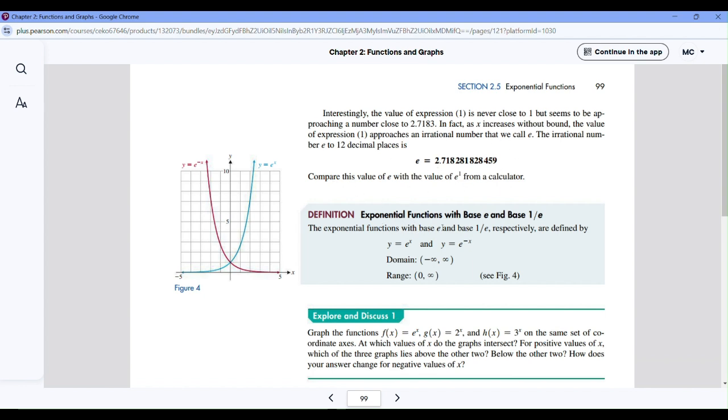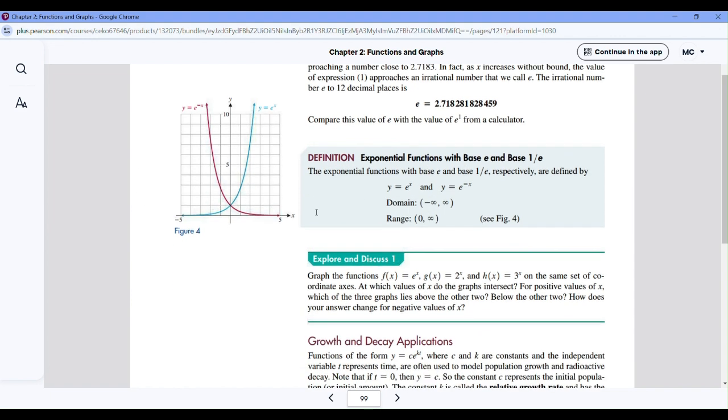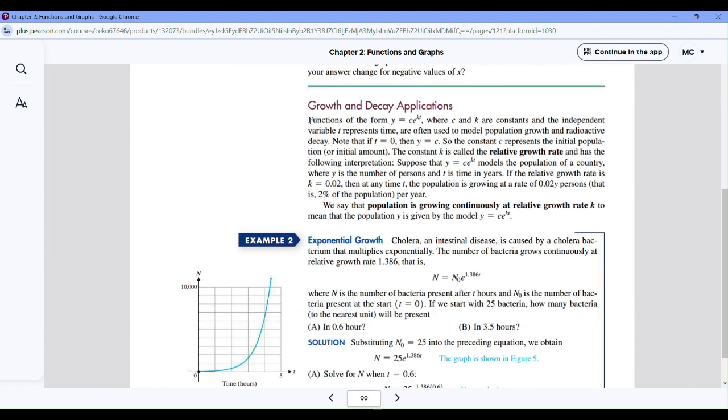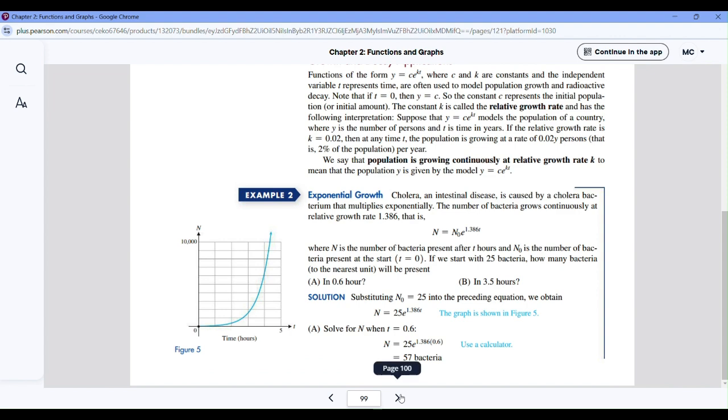So the definition of the exponential function, e to the x or e to the negative x, it's an exponential function, so it should have the same characteristics. It's used a lot in growth and decay. There's our formula, so it's just used a lot.